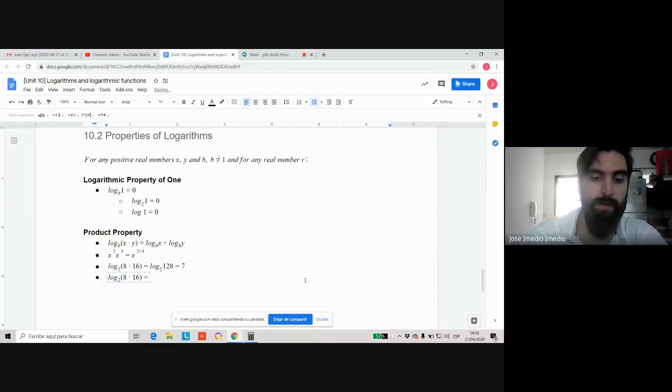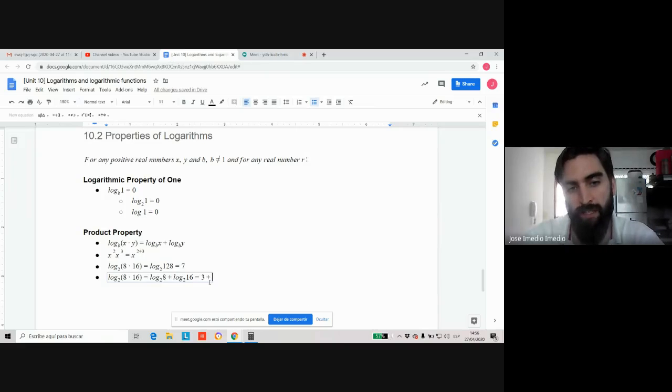This is the same as the logarithm base 2 of 8 plus the logarithm base 2 of 16. The logarithm base 2 of 8 equals 3. The logarithm base 2 of 16 equals 4. So indeed, this is 7. So we get the same result.